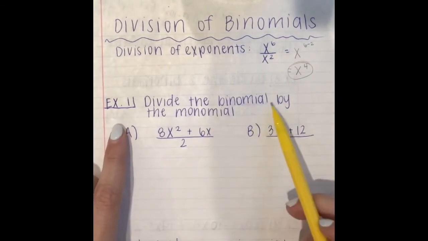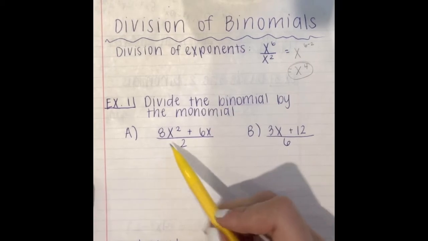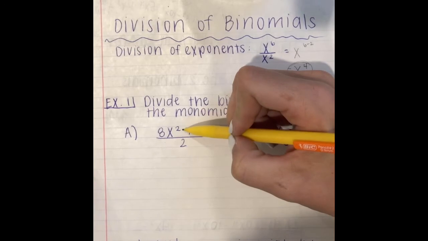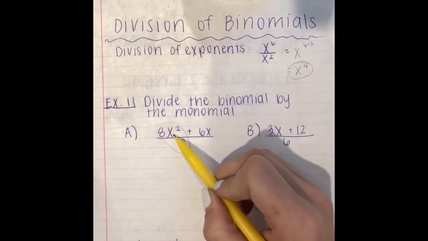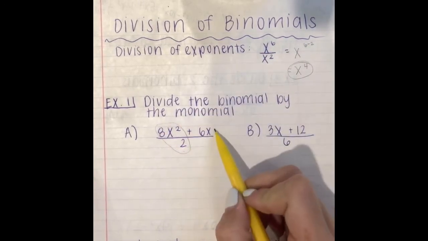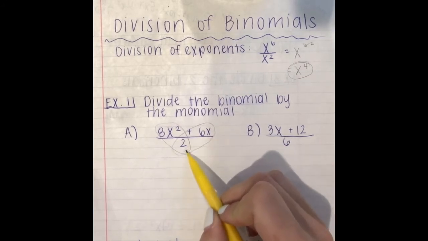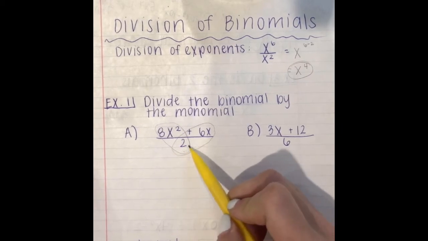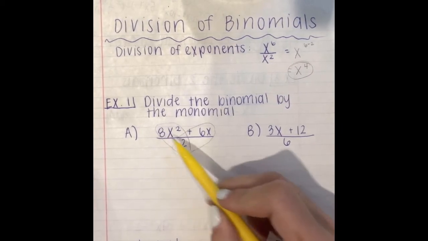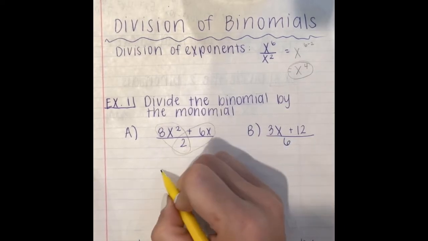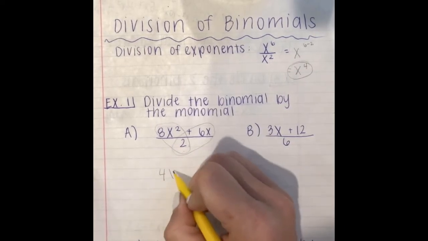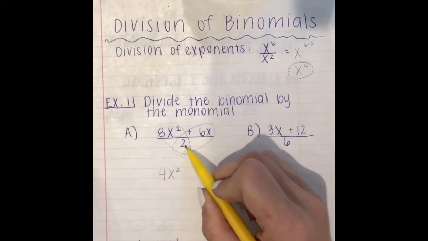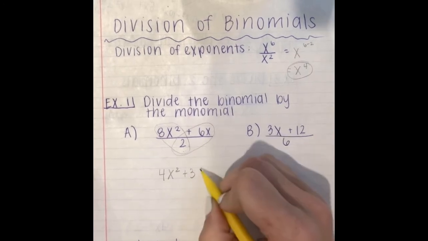All right, so example 1, divide the binomial by the monomial. Ones like this are super simple. We've probably already done something like this this year. You're dividing that first term on top by the bottom, and then the second term on top by the bottom. So 8x squared divided by 2. We don't have any exponents or variables on the bottom, so you're just working with your whole numbers. 8 divided by 2 gives you a 4, and then you bring down your x squared. And then 6x divided by 2, so 6 divided by 2 is a positive 3, and you bring down your x.